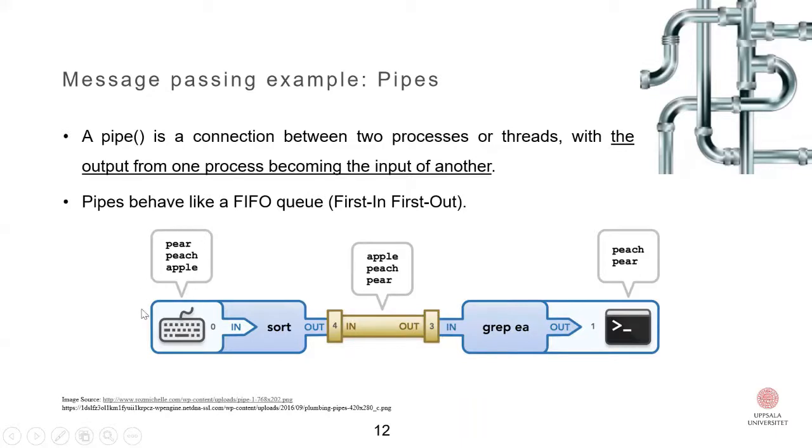So the first user gives some input, some names of some fruits, and then the sorting process will sort them alphabetically and pass them through the pipe to the filtering process, which will filter apple and will write in the console peach and pear. And pipes are like a first in, first out queue, similar to the FCFS scheduling we had seen in the previous lecture. So the first thing that comes in the queue will go out first.